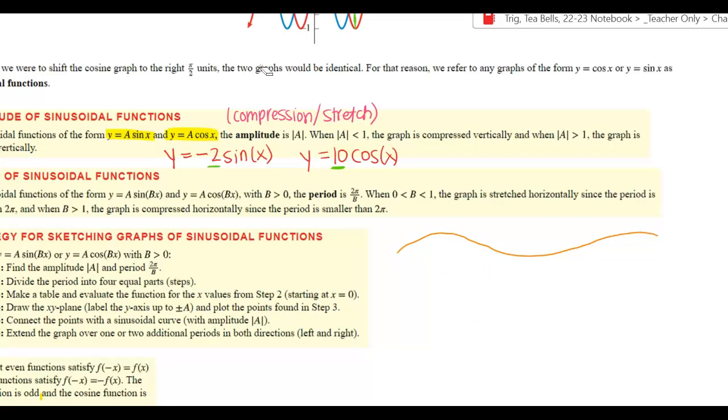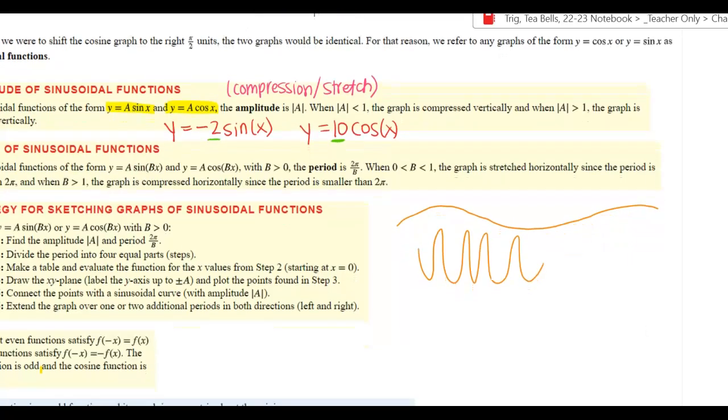Oh, wow, that's horrible. Goodness, if I could draw it, it would be really tight. You're going to have a shorter period the faster you can get through one full cycle.